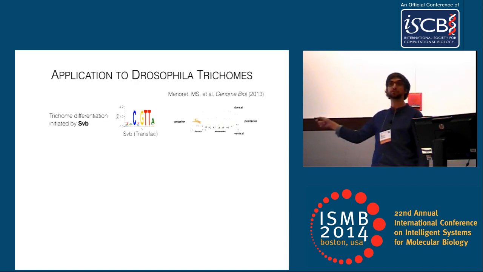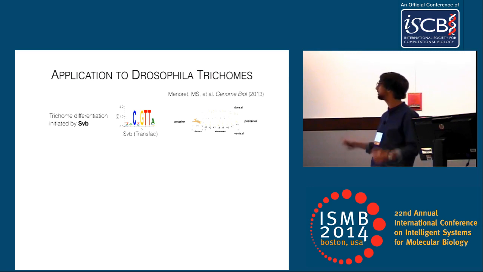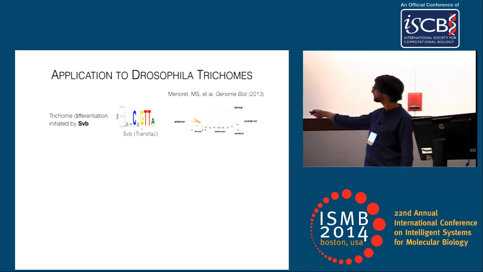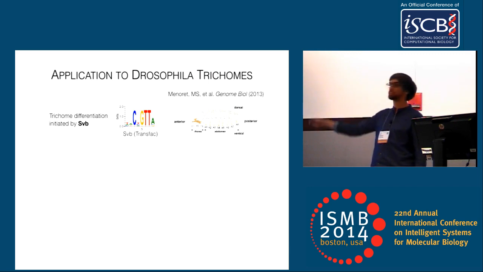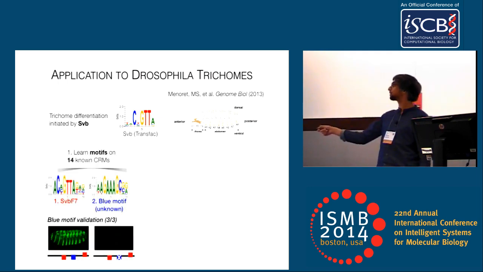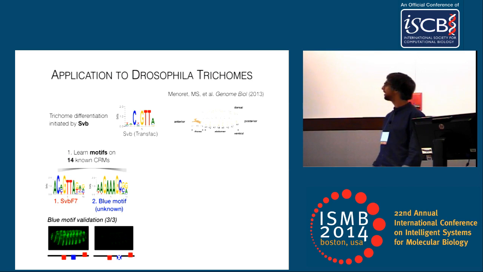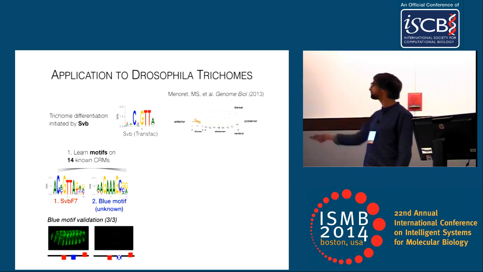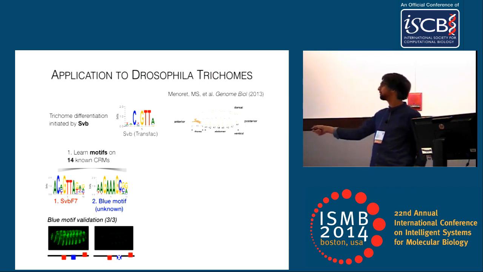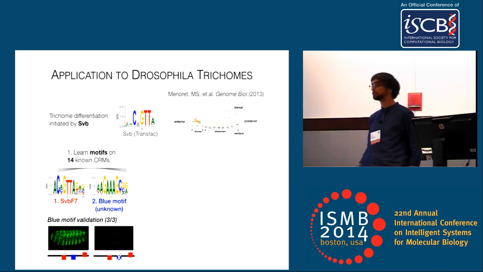This is an application to the Drosophila differentiation of trichomes. Trichomes are hairs that grow on the Drosophila larva. You can see here, their differentiation is triggered by Shavenbaby. Here is a known PWM for this factor. What we did is that we took 14 CRMs that were known to be involved in the regulation of this process, and we learned motifs. We found that the first motif found by IMOGene was Shavenbaby, the same motif for this transcription factor, but with more refined information content. And we found a de novo motif that couldn't be associated to a known motif.